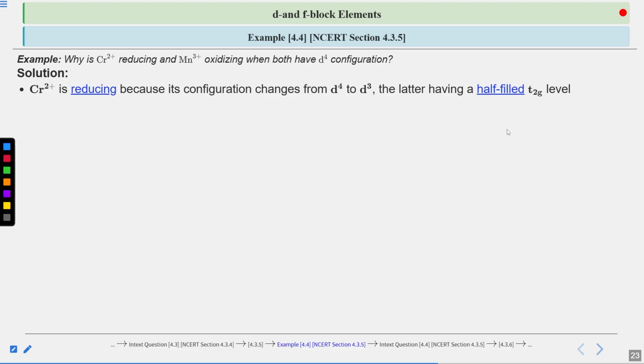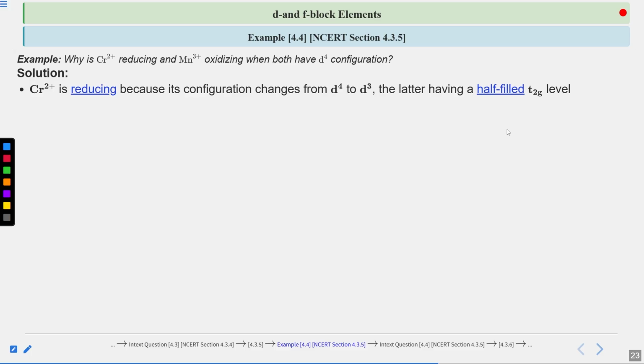Basically, in the d block, the electrons' splitting happens between two energy levels, eg and t2g, which are separated by some energy difference. The t2g level has three spaces, and the eg level has two spaces. The d orbital has five spaces, each of which can hold two electrons, so a maximum of 10 electrons can be filled in the d orbital, right?